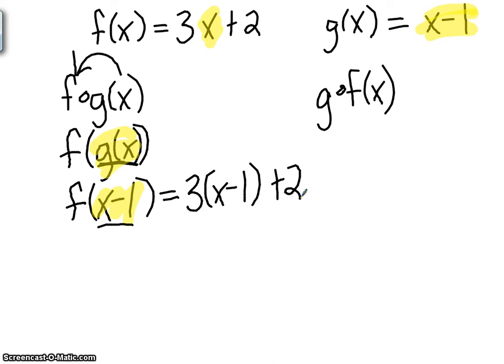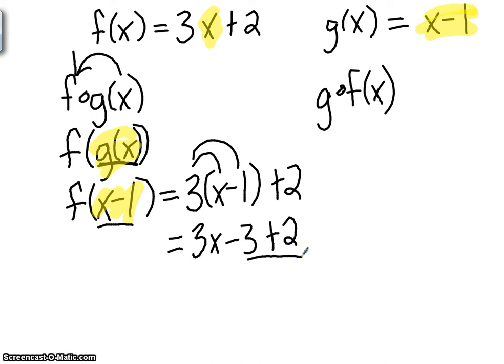Now we don't typically like seeing equations like this, and so we are expected to simplify this expression. So I'm going to start by distributing in, and so I'm going to end up with 3x minus 3 plus 2. I see some like terms here, and I get 3x. Negative 3 plus 2 would give us minus 1. And there's my composition.